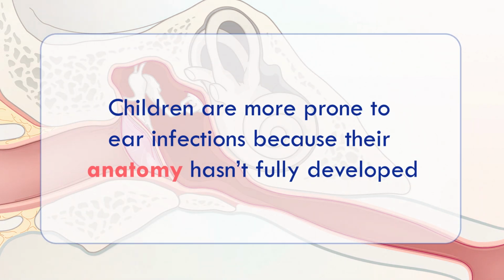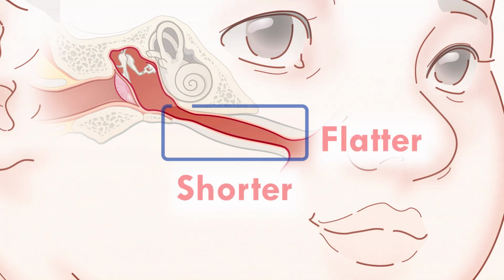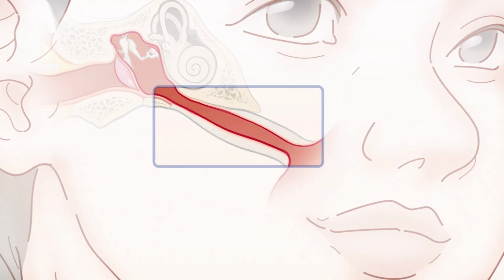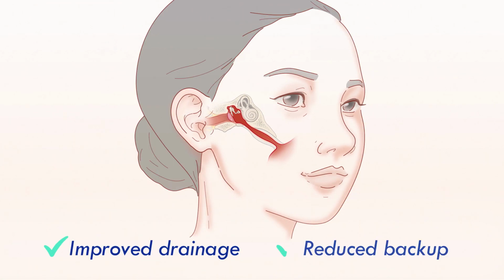Children are more prone to ear infections because their anatomy hasn't fully developed. Their eustachian tubes are shorter and flatter than adults. This increases the risk of fluid backup and makes it harder for fluid to drain out of the ear. As we grow, our eustachian tubes lengthen and become more vertical, improving drainage and reducing chances of fluid backing up.